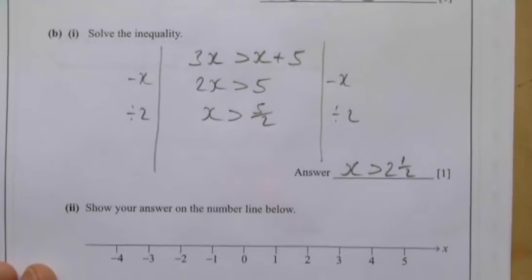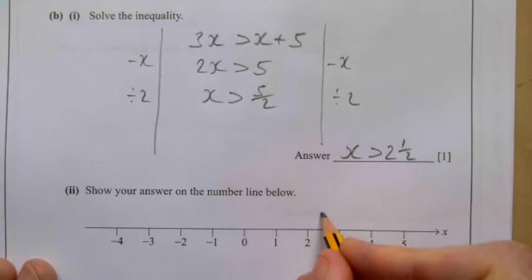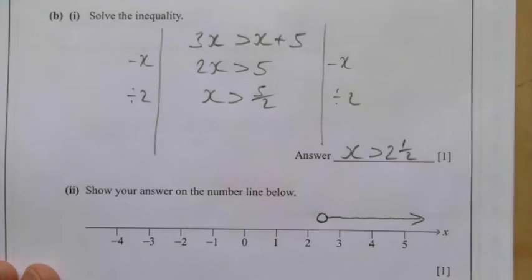Show your answer on the number line below. So it's a 2.5, and it has to be greater than, so we don't colour in our circle here. So a 2.5, and then I have my arrow going that way.